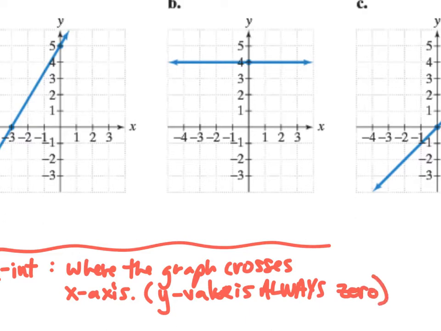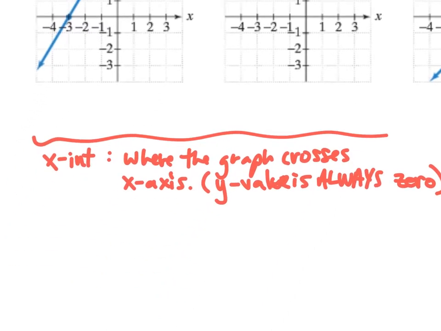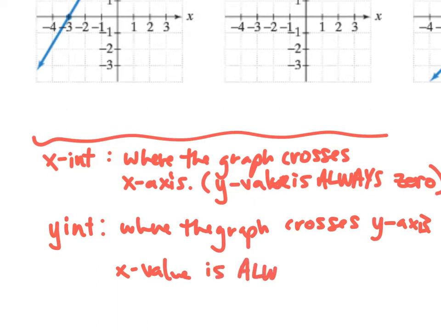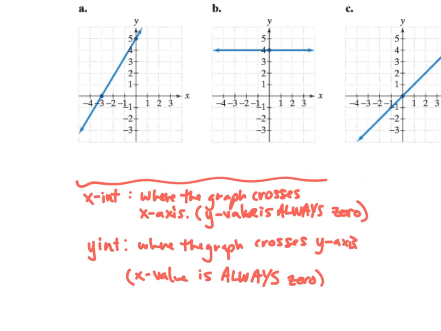Okay, and the y-intercept is just the opposite. So then the y-intercept, that's where the graph crosses the y-axis. Okay, and at that point, the x value is always 0. Okay, so we'll talk more about that as the semester goes on, but we want to just be able to look at a graph and identify that.